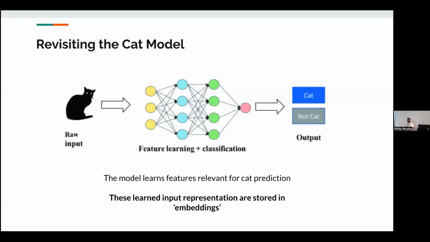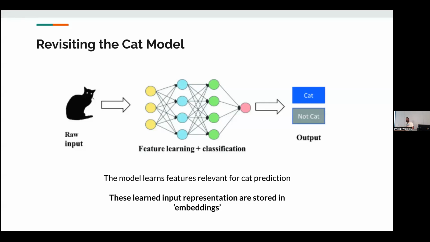So before we go ahead, let's first revisit the cat model that we saw in the first lecture that was taught by Clay. In this model, our inputs are images. Those images could be of cats or different objects which are not cats. And our model tries to learn to identify whether the input image is a cat or not. So what is this model doing here? This model is learning the features that are relevant for identifying whether something is a cat or not.